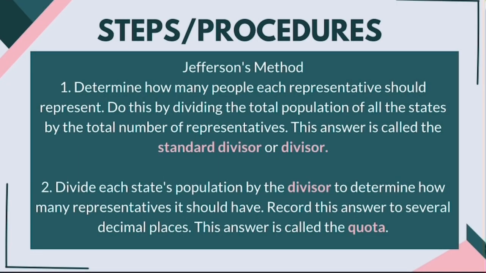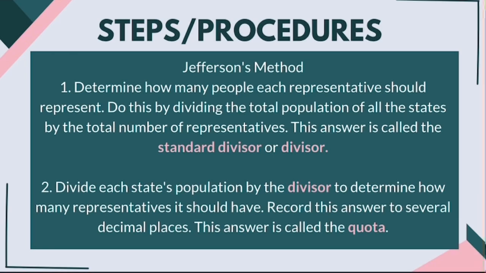So these are the steps or procedures of the Jefferson method. First, determine how many people each representative should represent. Do this by dividing the total population of all the states by the total number of representatives. This answer is called the standard divisor or divisor.